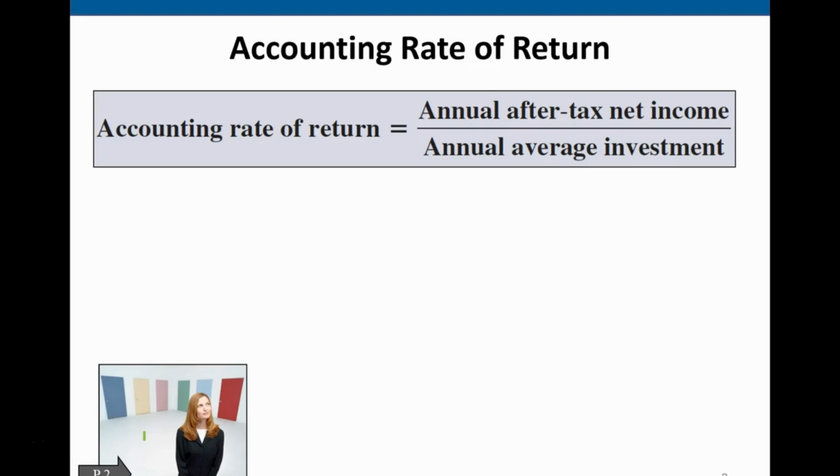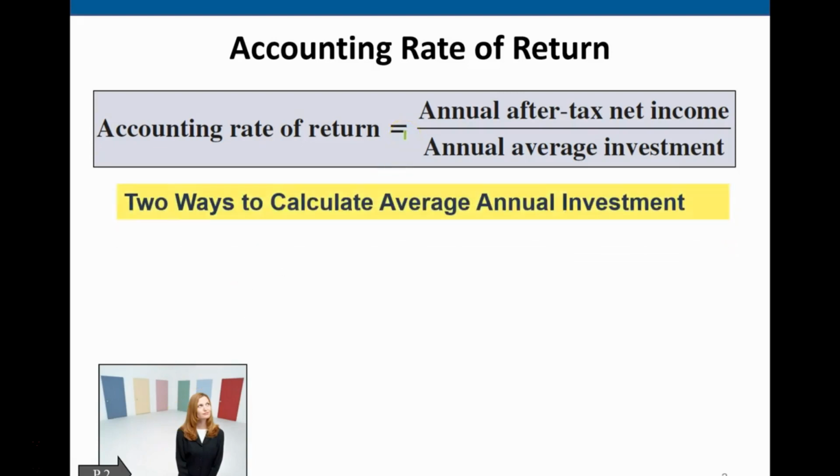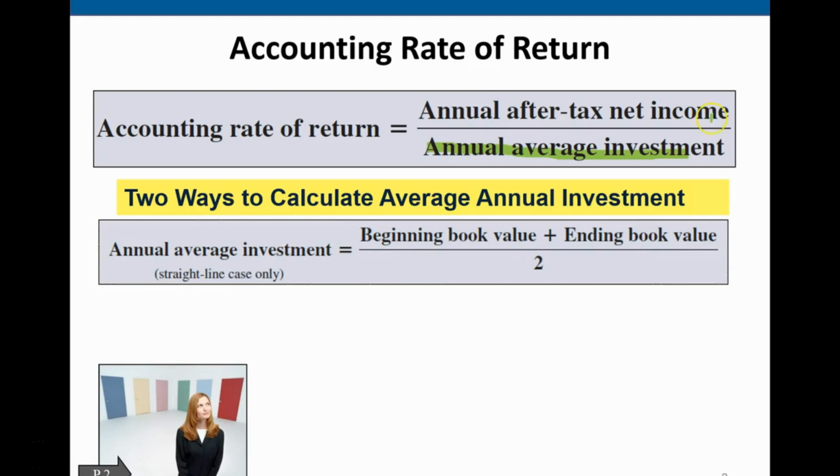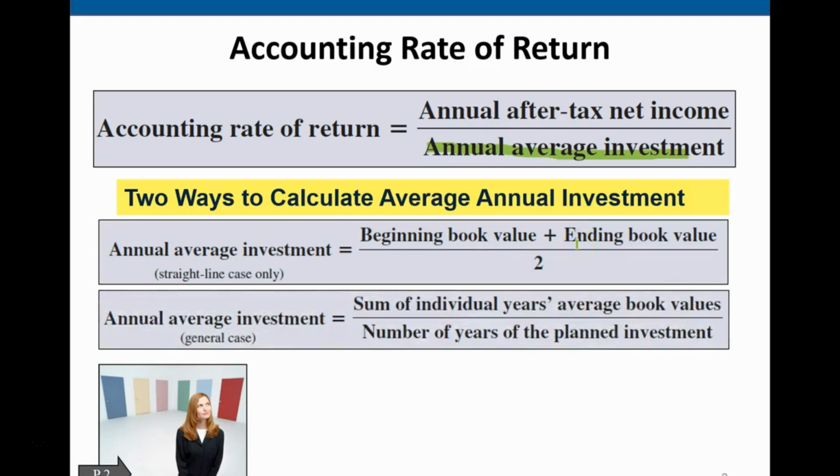So if we're trying to invest our money in something, the question is, what types of investments should we put that in, and how should we compare different types of capital investments? This is one ratio that we could use, and in order to calculate this, we're going to have two ways to calculate the average annual investment. This average down here, one, we could say it is the beginning book value plus the ending book value divided by 2 in order to come up with that number. Or we can take the sum of the individual years' average book value and divide it by the number of years to get this average.